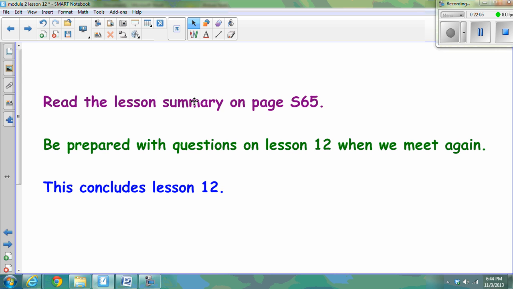So now I want you to read the lesson summary on page 65, which basically states the theorems and the converse. It discusses what corresponding angles are, what alternate interior angles are, and what alternate exterior angles are. And then it discusses that when parallel lines are cut by a transversal, the corresponding angles, alternate interior angles, and alternate exterior angles are equal. If the lines are not parallel, then the angles are not congruent. Be prepared with questions on lesson 12 when we meet again on this. This concludes lesson 12.